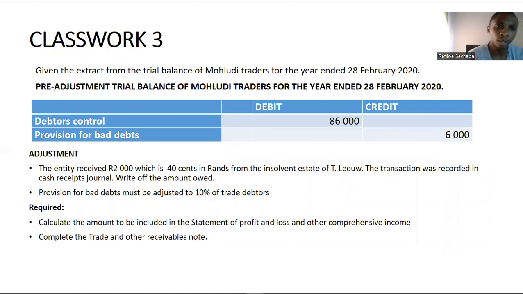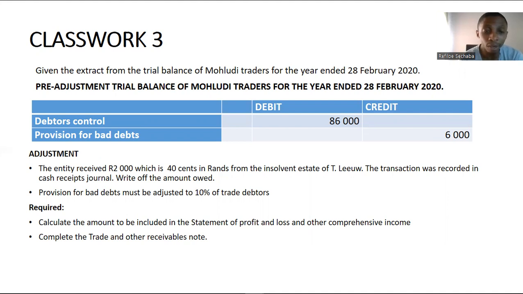Now, classwork 3. Classwork 3 is pretty much the same as the other classworks, but read the adjustment carefully here. They said the entity received 2,000 Rand. So this 2,000 Rand is 40 cents in the Rand from the insolvent estate of Tilio. Okay, the transaction was recorded in the cash receipt journal. So that 2,000 Rand was recorded in the cash receipt journal.